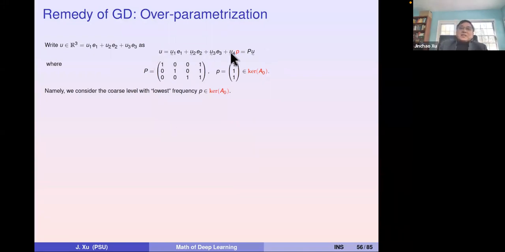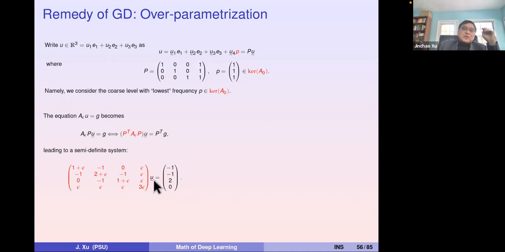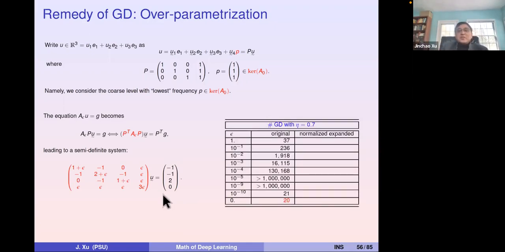You can write this three-vector, this P, as in the kernel, 111. If I write this as an expansion by these four vectors, you can transform the original 3x3 system to a 4x4 system, which is singular. And now you want to use the Jacobi method for this one. If you do the Jacobi method here, it turns out the convergence is remarkably better. It's very robust, and convergence is very fast. Over-parameterization is a major technique in machine learning, and my belief is that it helps you train faster. But I'm going to come back to this question later.